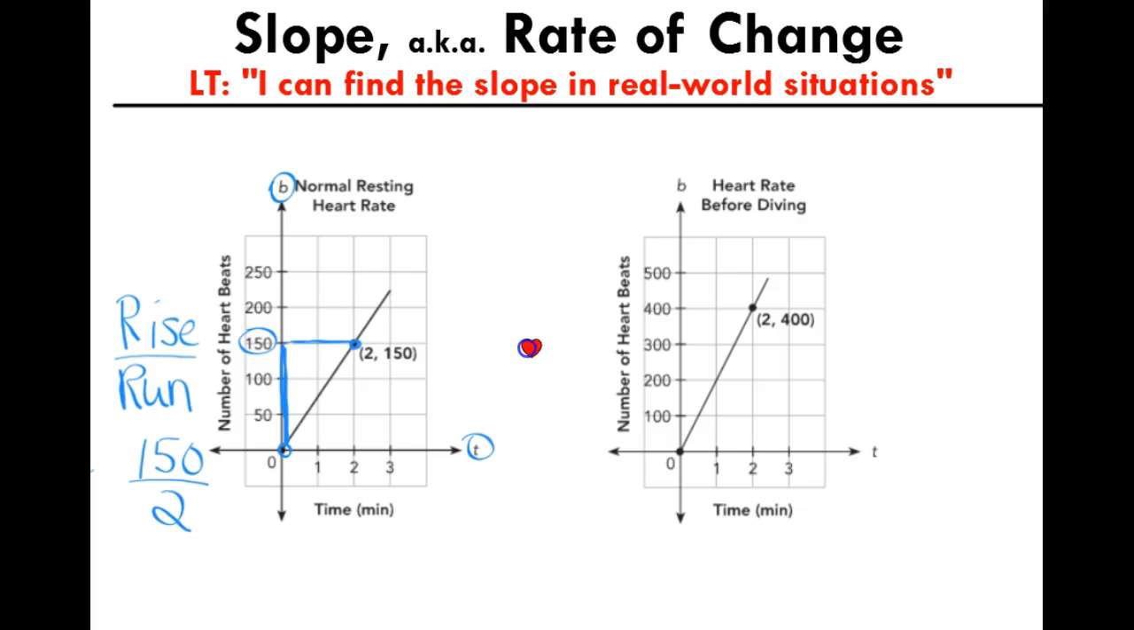So right now I have 150 beats per 2 minutes. But I want to simplify that so I can get beats per minute. And that would be 75. It's half of 150. Per 1 minute. So 75 beats per minute.